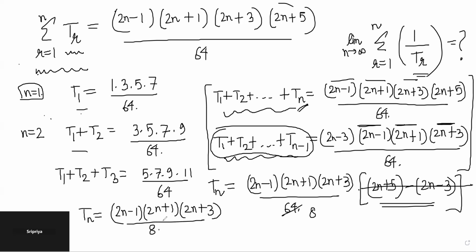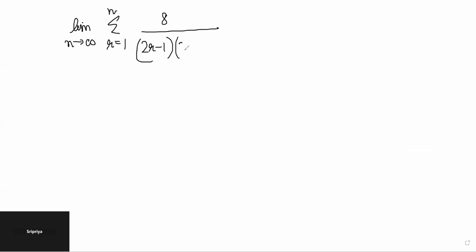Right? Okay. Now we can write 1 by Tr, it will become 8 by this stuff. We have to find the limit as n tends to infinity, summation r goes from 1 to n, 8 by 2r minus 1, 2r plus 1, and 2r plus 3. This is the question now after finding Tr or Tn.